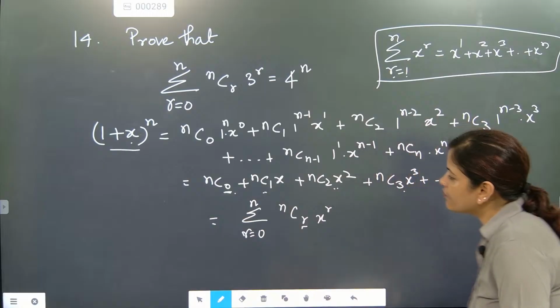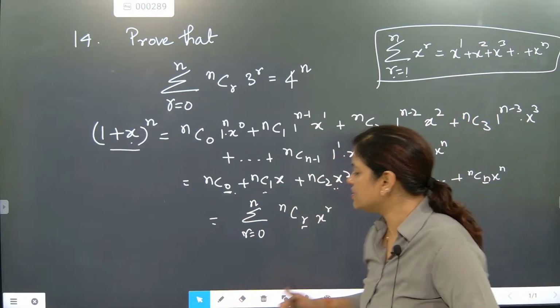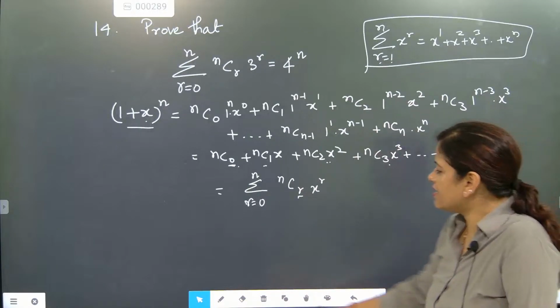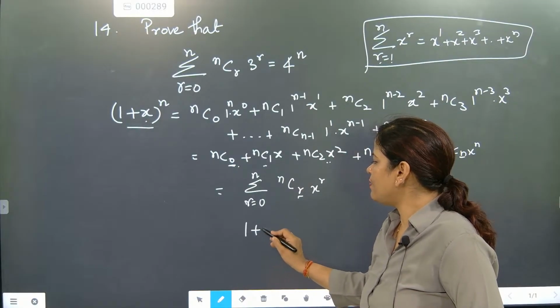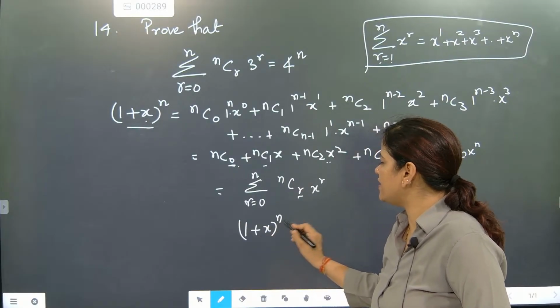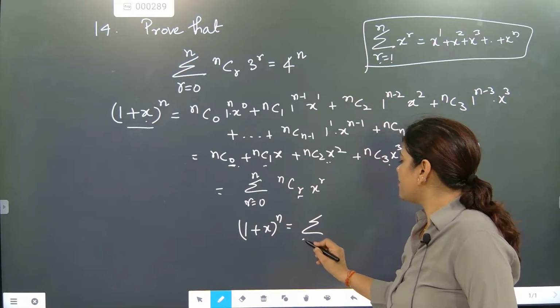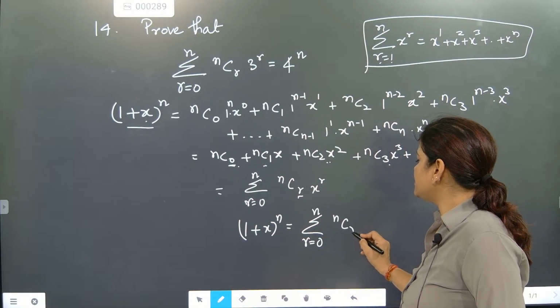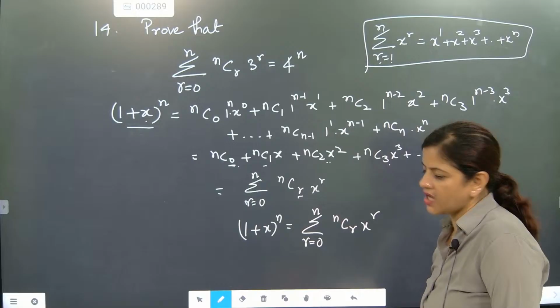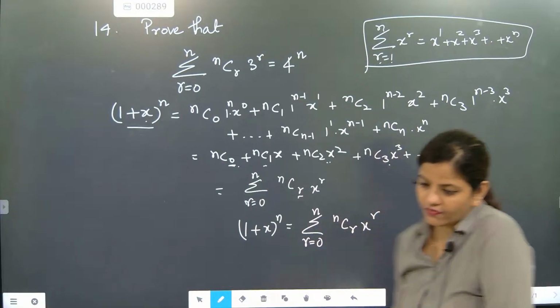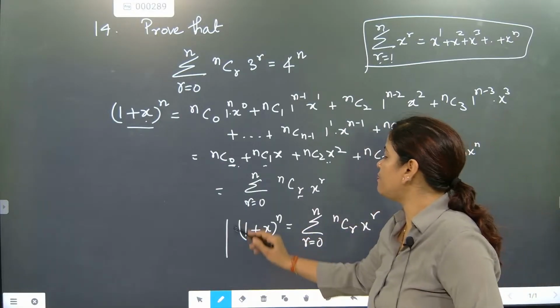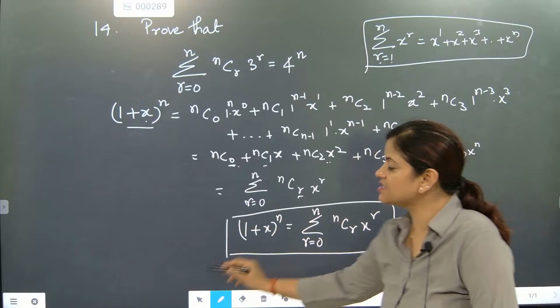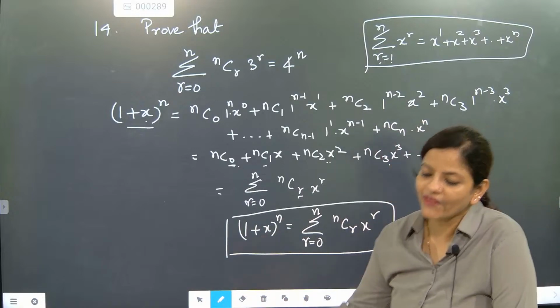So what we have concluded, our conclusion here, is that we can write (1 + x)^n is equal to the summation of r = 0 to n of nCr x^r. This is our finding. We got this finding: (1 + x)^n.